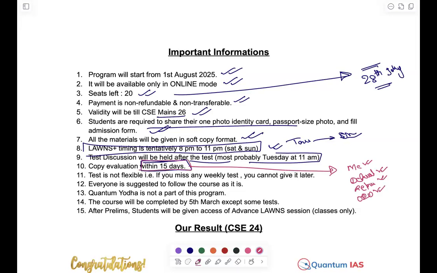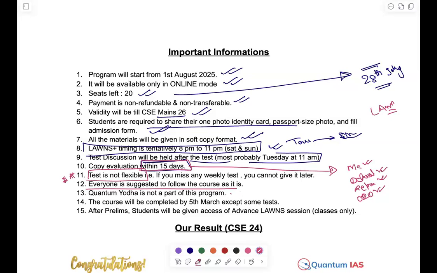Again, for real-time feedback, we are doing it in the LAWNS. I hope you're getting it. Now, the test is not flexible. Please mention it: the test is not flexible. If you miss a week, it is gone. So you have to be very disciplined while writing the test. Everyone is advised to follow the course as it is.